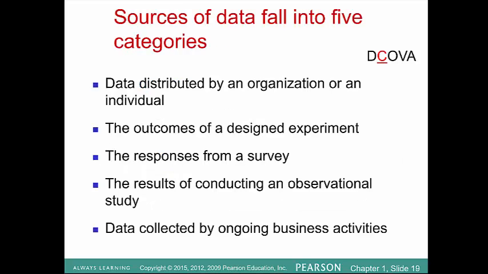Sources of data fall into 5 categories: data distributed by an organization or an individual, the outcomes of a designated or designed experiment, the responses from a survey, the results of conducting an observational study, and data collected by ongoing business activities. So think of that as scanner data. Every single time you go down the Kroger line, when they scan your item, that's going into their database.